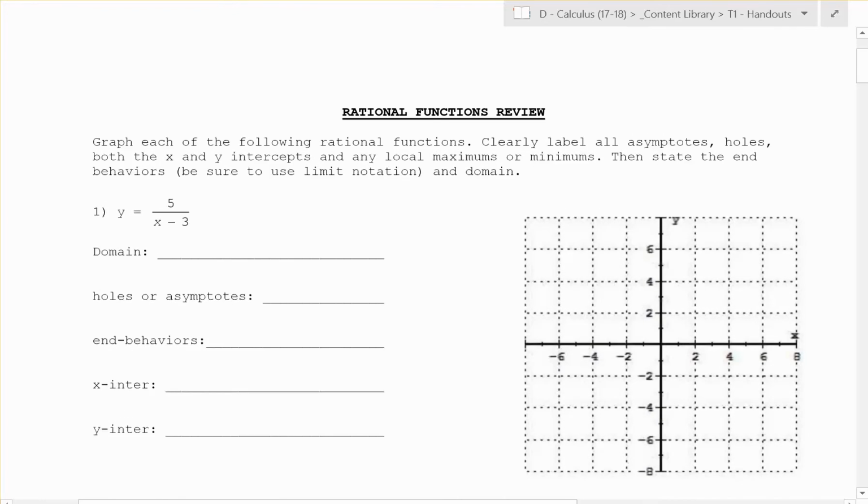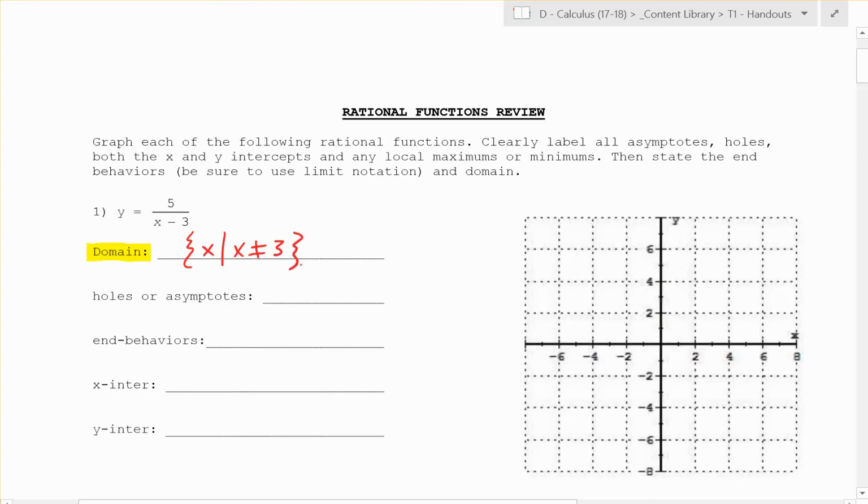Excellent. The domain, as you will remember, is the set of all numbers that you're allowed to plug in. So think of all the numbers that you can't. And in this case, you can't plug in x equals 3 because that would make the denominator 0. So in this case, the domain is x such that x does not equal 3.